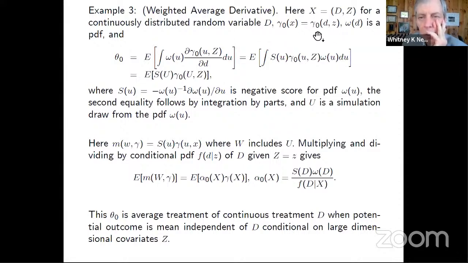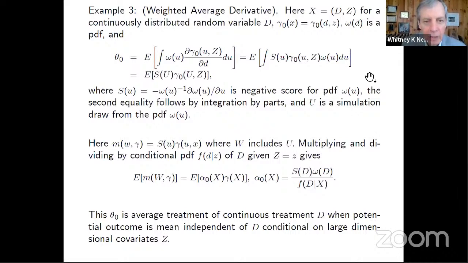Okay, so the point of that is we can think of differentiating this. W of D is a PDF that we're just going to use as a weight. And what we're going to look at as the parameter of interest is the expectation of the integral over this weight of the derivative of gamma naught with respect to D. So it's kind of the average effect of D on the regression, okay? Where we're integrating over just the argument D, okay? And that's the object we're interested in.